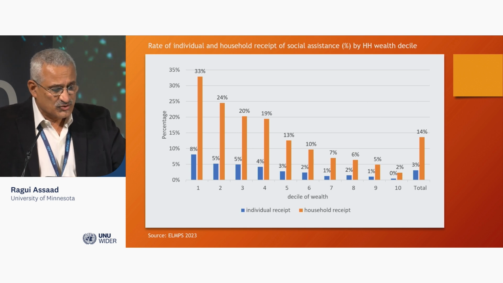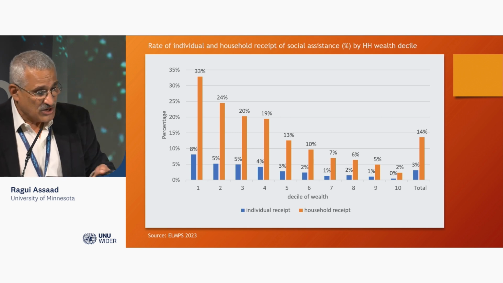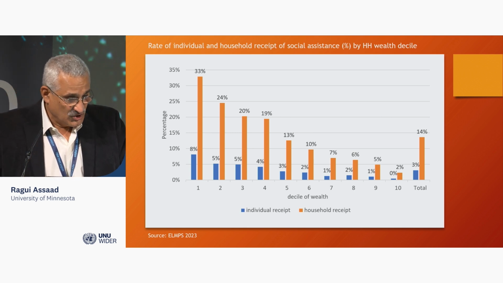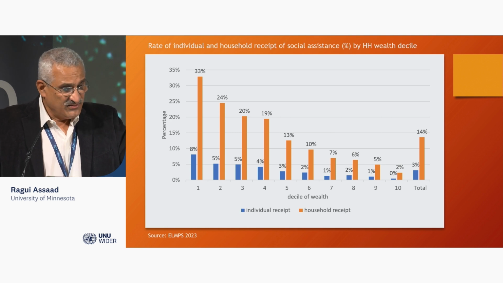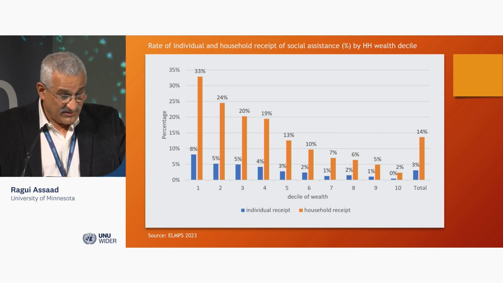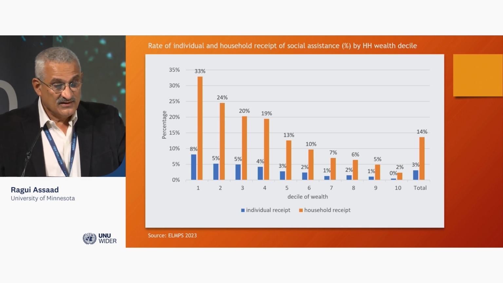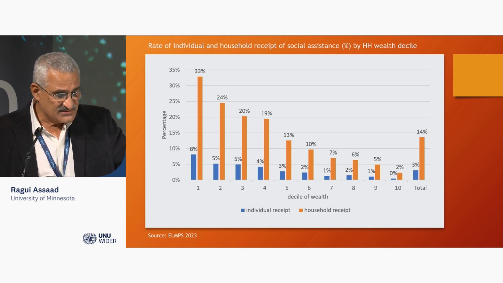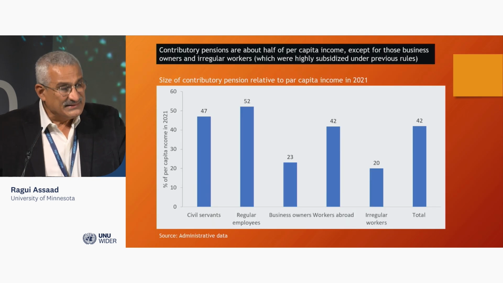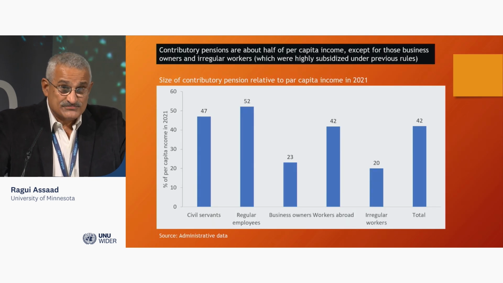This is the non-contributory social assistance, and of course it has the opposite pattern of being highest at the lowest decile of wealth and lowest as you go up the wealth, and overall only 14% of the population is receiving some sort of social assistance. I'm going to skip this and look at the adequacy of these programs.